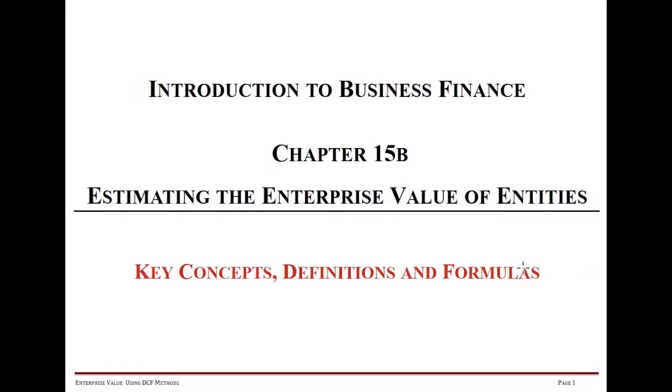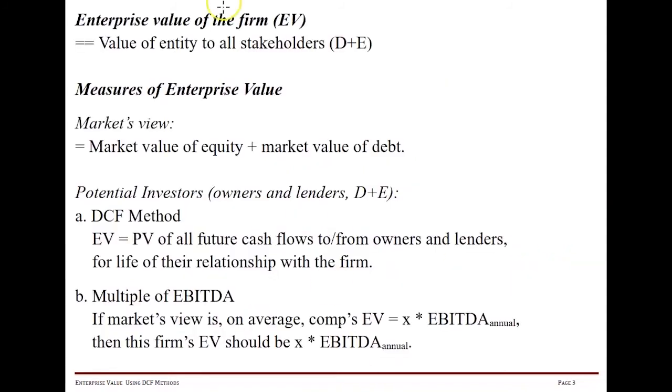So in Chapter 15b, we're looking at valuing entities, and now we want to do this from the perspective of shareholders and lenders. And whenever we're doing that, we're talking about the enterprise value of the firm. So first of all, let's remind ourselves what enterprise value means. It's the value of the entity to all stakeholders, which I've been consistently dividing up as D's and E's.